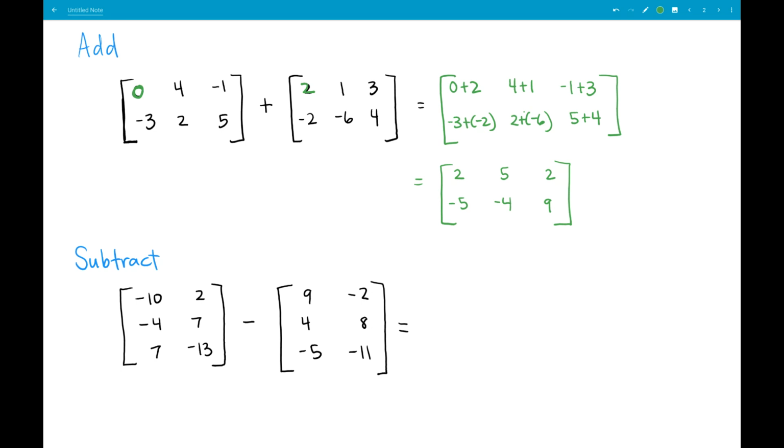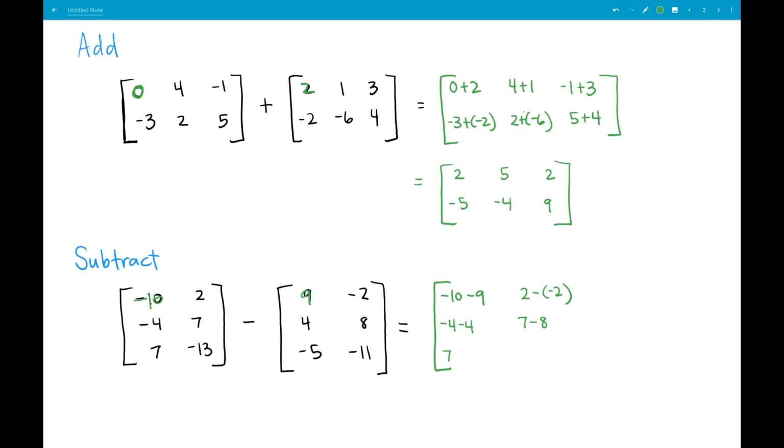Now, if I'm subtracting, I do the exact same thing, where I would subtract the corresponding elements. So for example, this first one that I would write would be negative 10 minus the 9, right? So I have negative 10 minus 9. This next one would be 2 minus a negative 2. The next one would be negative 4 minus 4. And then 7 minus 8.